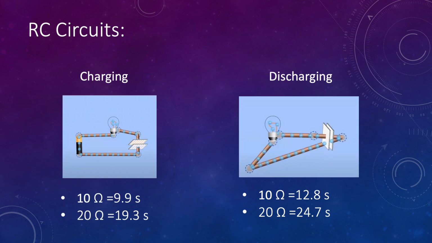Next, we have the RC circuit. For charging, 10 ohms needs 9.9 seconds. 20 ohms needs 19.3 seconds. For discharging, 10 ohms needs 12.8 seconds. 20 ohms needs 24.7 seconds.